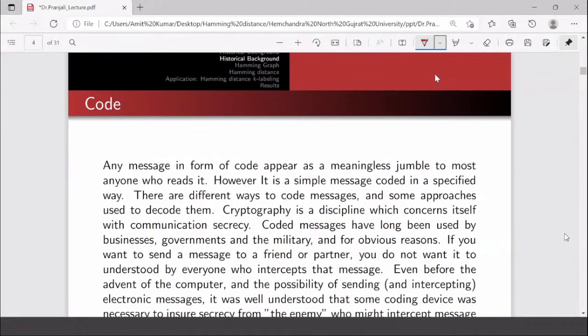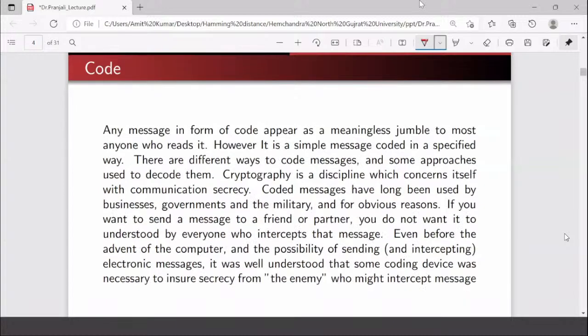Now, just come to this code. What is a code actually? Any message in the form of code.